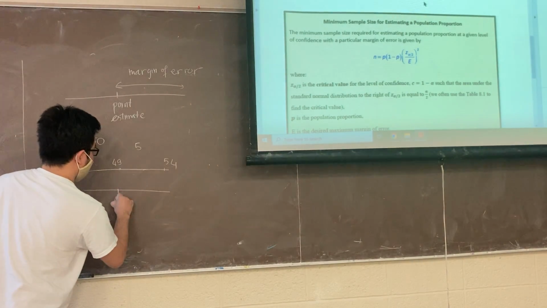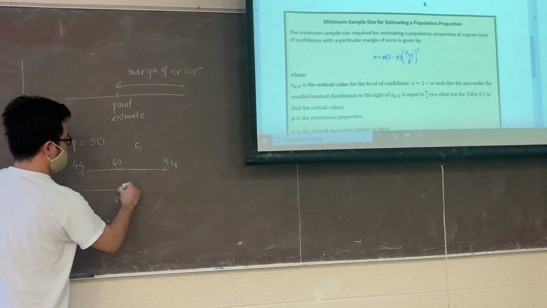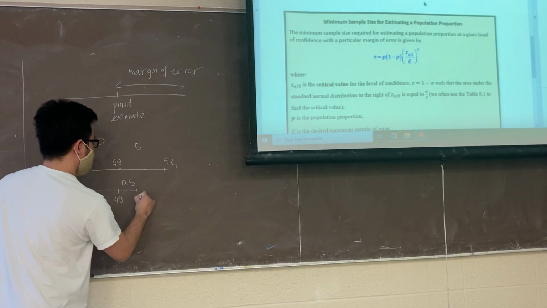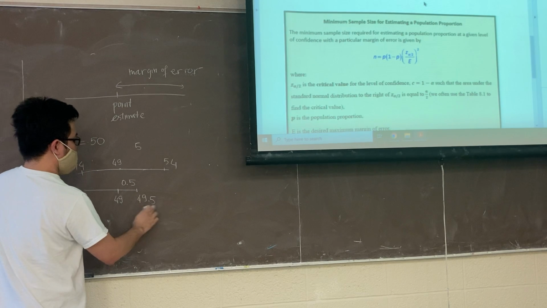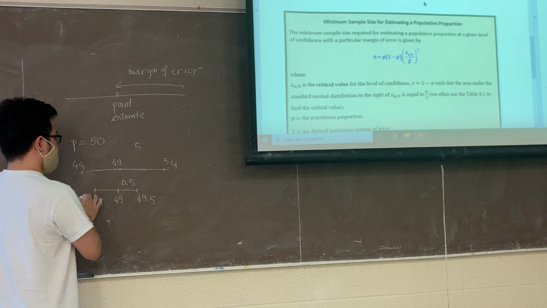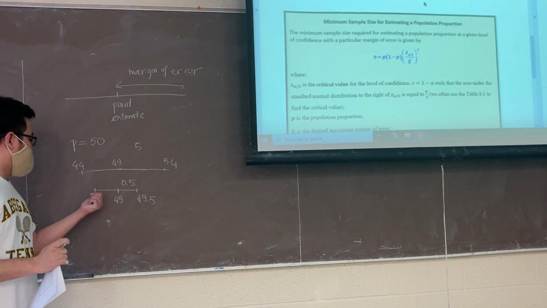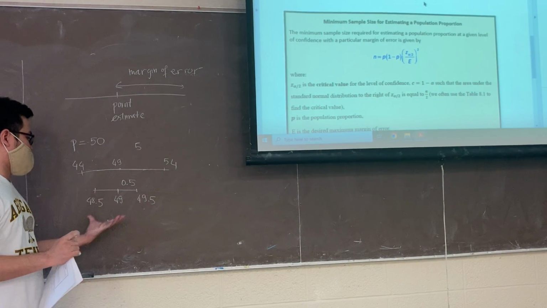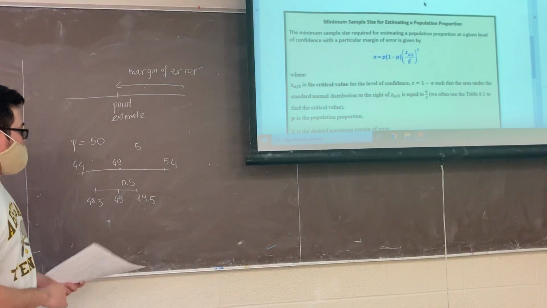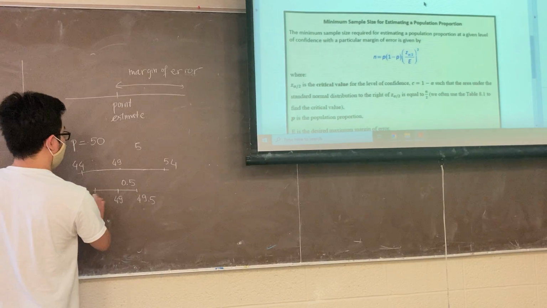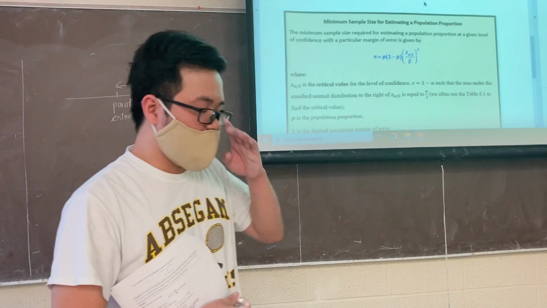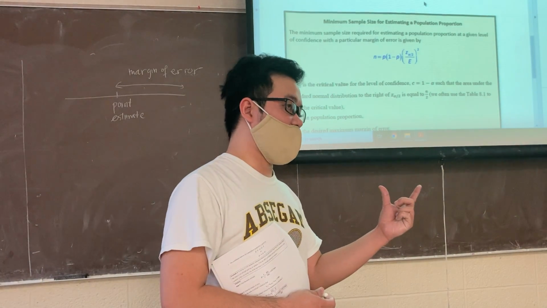If the margin of error is maybe just 0.5, something like this, then the interval here is 49.5 and the interval here is 48.5, right? So the value should be from this value to this value. So you can get a better estimate for this, right? The thing here is we want to make the margin of error smaller.